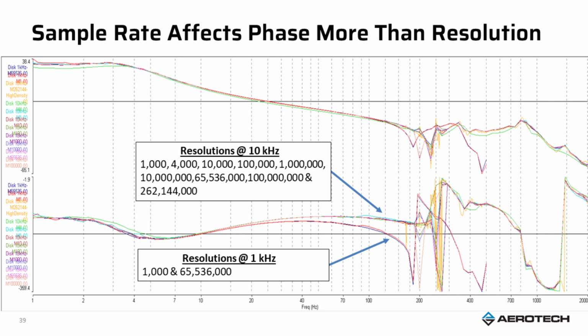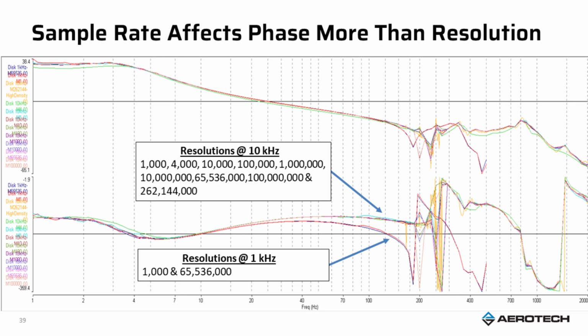The sample rate affects the phase more than the resolution. So let me take you back to that same set of frequency response curves. The top set of curves was at 10 kilohertz across all resolutions, and they form a very tight band. There's really no difference. And then if I look at 1 kilohertz across, and I just did the top and bottom resolution, again, the same, right?